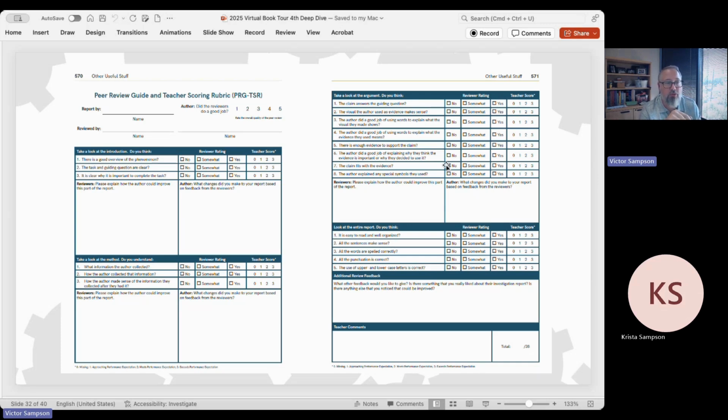And as they go through the questions, there's a spot that says reviewer rating. And if they say yes, that means they think they did it perfectly and it looks great. If they mark no or somewhat to that question, they need to go down to where it says reviewers and add some feedback about what they would change or how they can make it better. That takes about 15 minutes for them to go through one of these reports. You collect all of those from each of the pairs. Each pair gets another different report to review and a new peer review guide, and they do the process again.